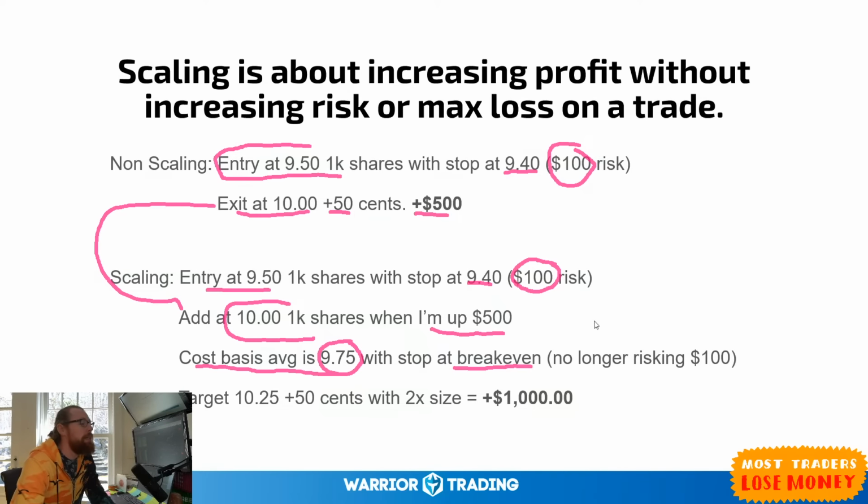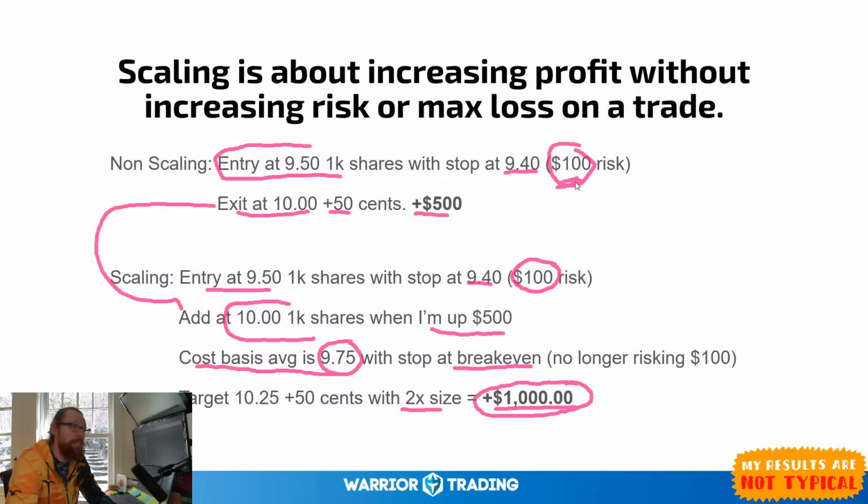So here in this example, you were able to increase your size to 2,000 shares, and on a 50-cent winner, you made $1,000 instead of 500. So you were able to increase your profit without substantially increasing the total amount you were risking when you first were taking the trade. You were still risking only $100.